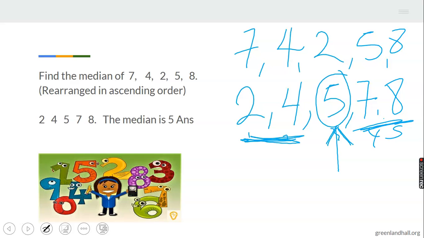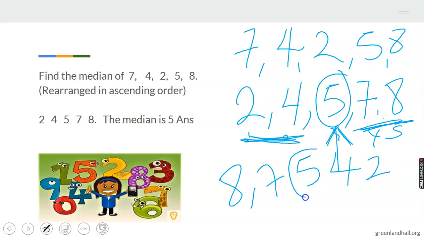Now let's see. Let's assume I'm starting my numbers from the biggest to the smallest. I have 8, 7, 5, 4, and 2. Where's the middle number? It is, sorry, it is still 5. The middle number is still 5. So whether you arrange from small to big or big to small, you have the same answer. That's the point I was trying to make.